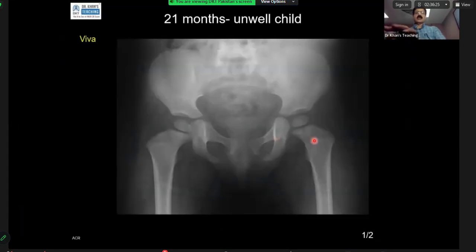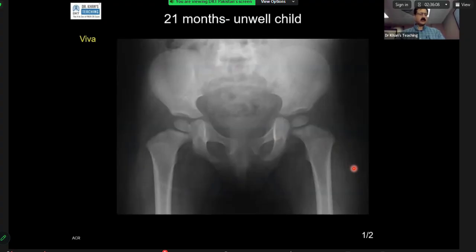Okay, now this is your first case. Candidate 1, this is your first Viva case, and because of time factor, this patient has got left-sided symptoms. So concentrate on the left side.